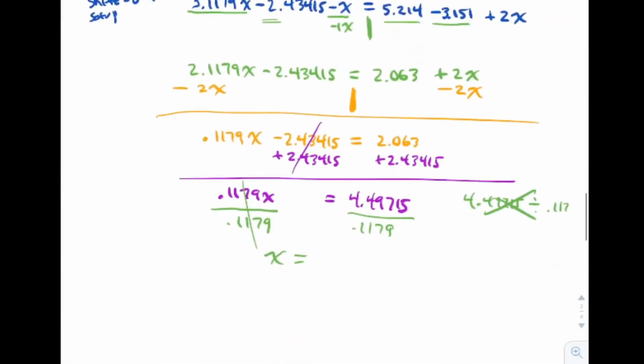No, you want to enter the 4.49715 on top, divided by the 0.1179. What people often will do wrong is they'll do it the other way. That's wrong. Okay, just make sure you get this. 4.49715 on top, divided by the 0.1179, x, and then I hit the SD button.